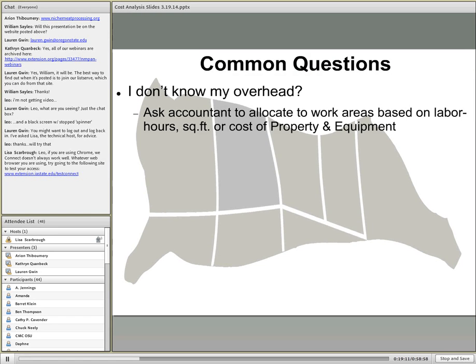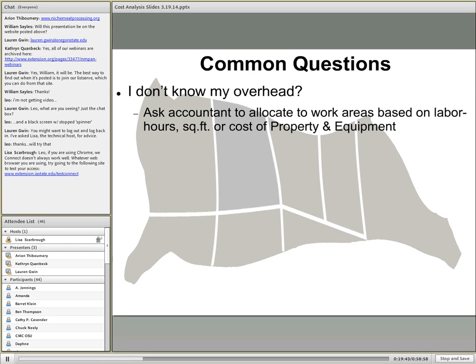So ask your accountant to allocate work area based on labor hours, square footage, or cost of property and equipment. What labor hours are is that, let's say you've got 5 people, and each of them works 40 hours. But 4 of them work in the cutting room, and 1 of them makes sausage. So what that means is that every week, 4/5 of your labor hours are happening in the cutting room, and 1/5 is happening in sausage making.